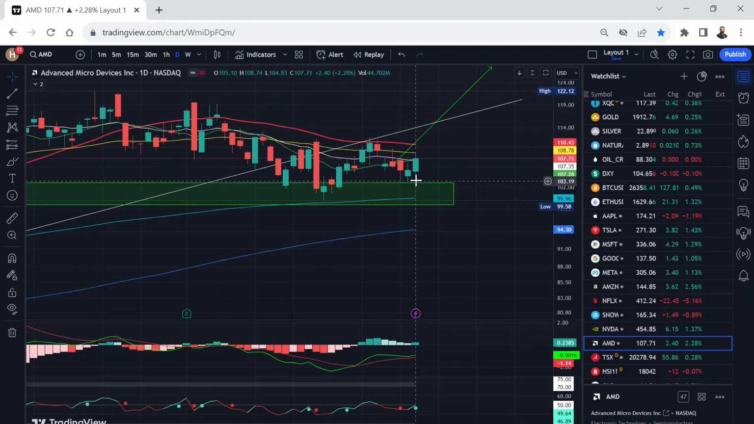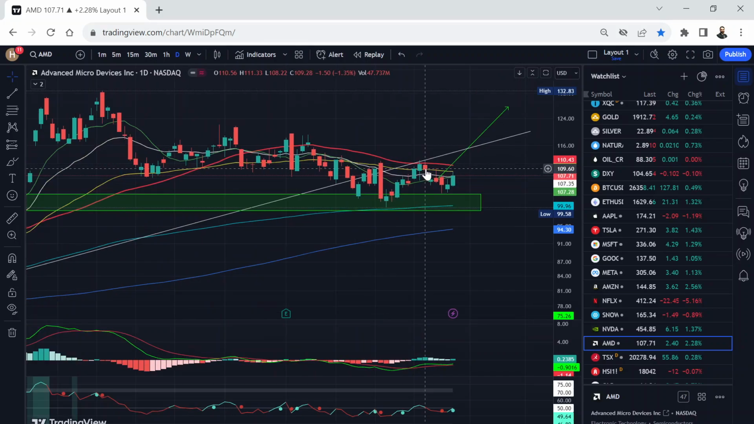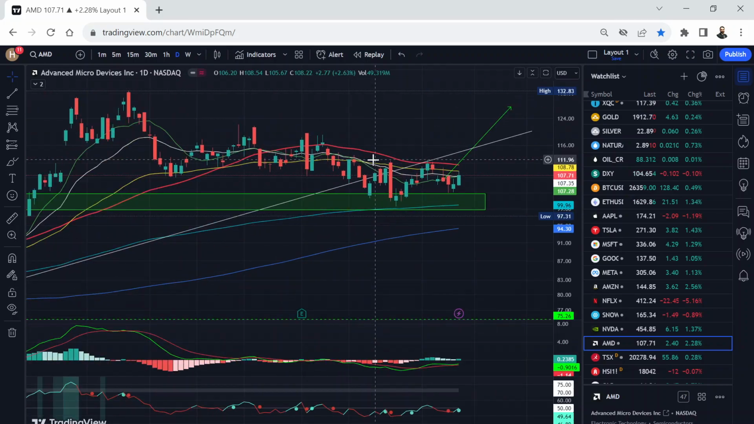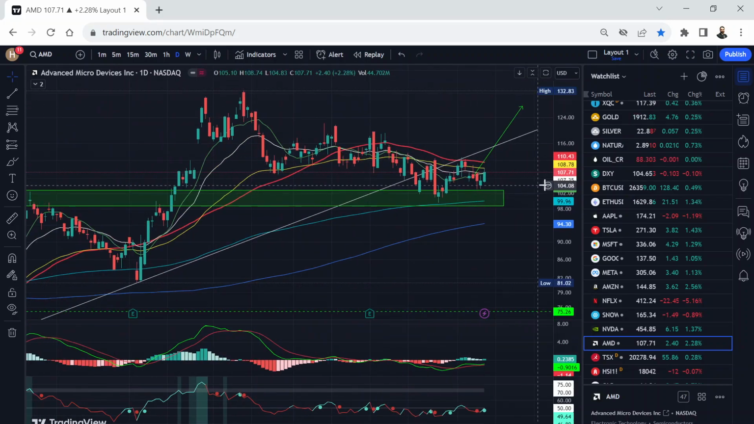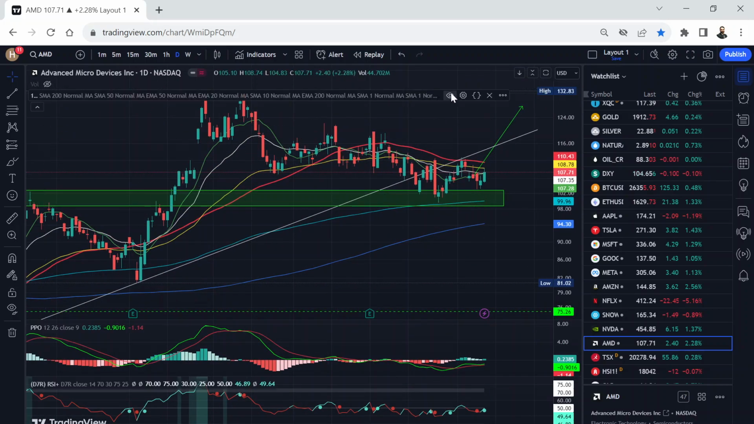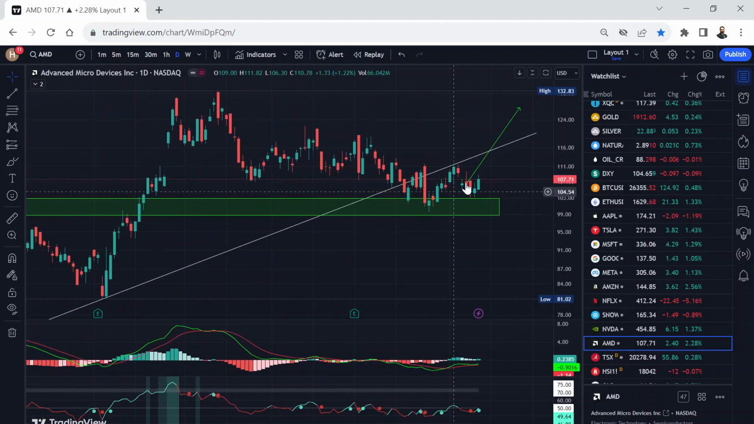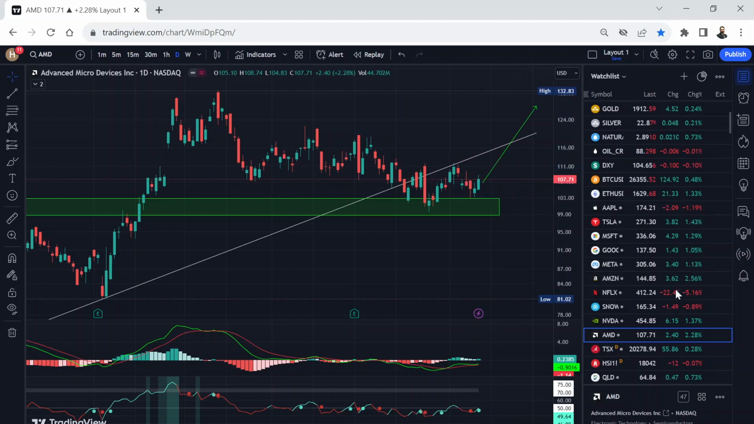AMD was moving all below moving averages, all of them, but now it's trying hard. Actually, it just closed above 10 MA, which is the first good sign. So let's see if AMD can pick up some momentum here. And again, it needs to reclaim this white trend line. Okay, so it's a little bit far to go, but it's doable, yeah.